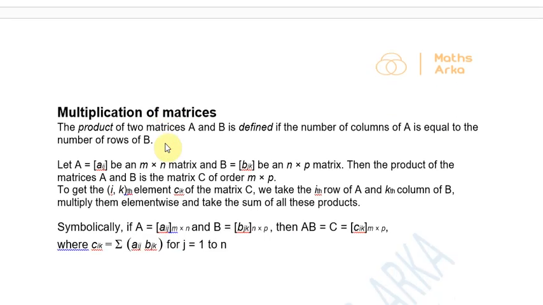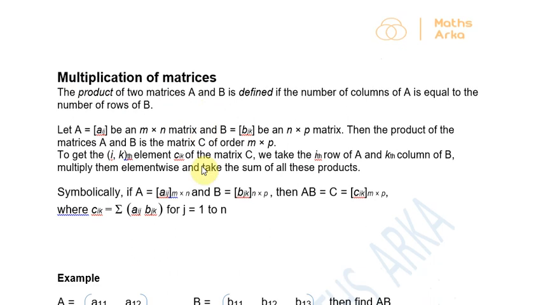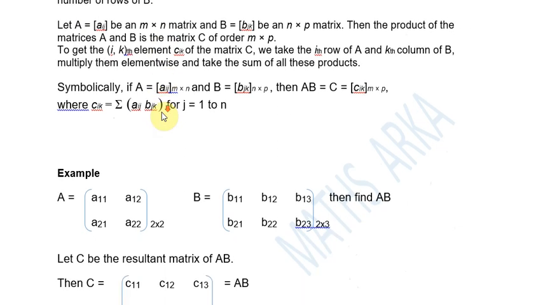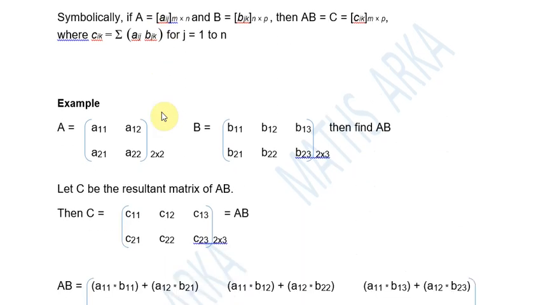Now coming back to the matrices. Multiplication of matrices. How is matrix multiplication defined? The product of two matrices A and B is only defined if the number of columns of the first matrix is equal to the number of rows of the second matrix. Otherwise, if this condition is not met, then the two matrices cannot be multiplied and we won't be able to get the product.